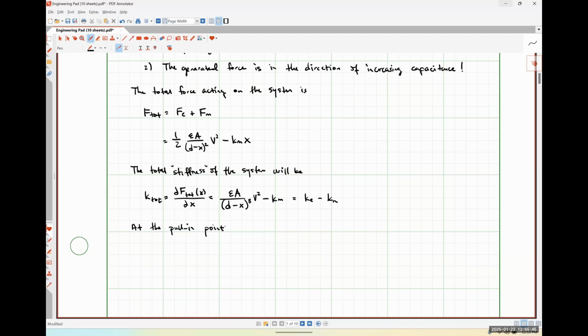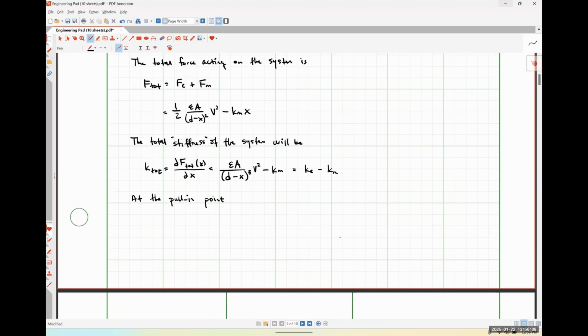the pull-in point is the point at which both of those spring constants effectively cancel each other out. So up until this point, the mechanical spring is providing enough restorative force to counteract the electrostatic spring constant. At the pull-in point, at this exact point, those two completely balance. And so let me write that out. So at the pull-in point, the electrostatic and mechanical forces cancel. Okay.